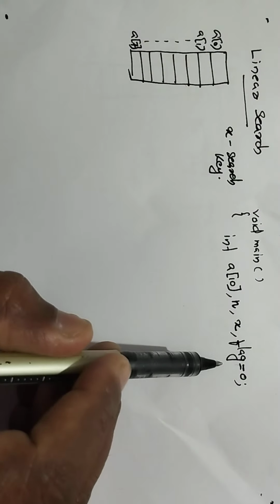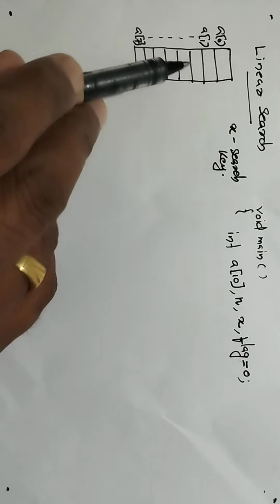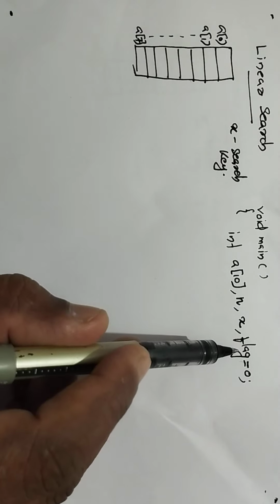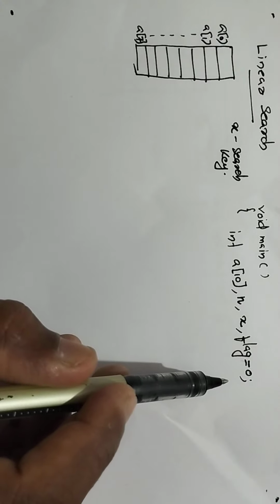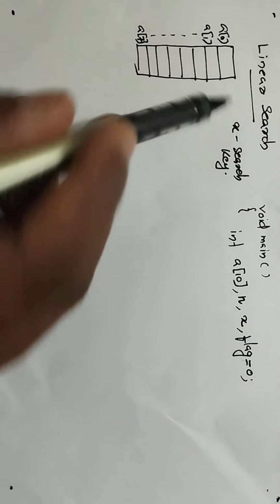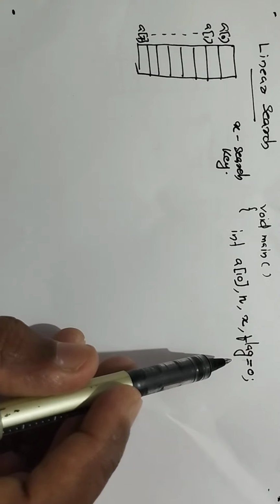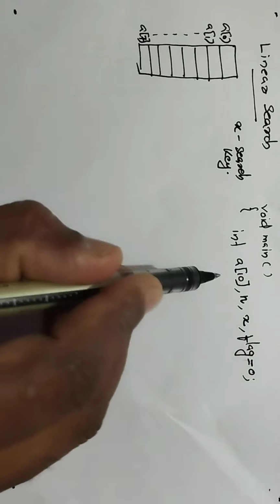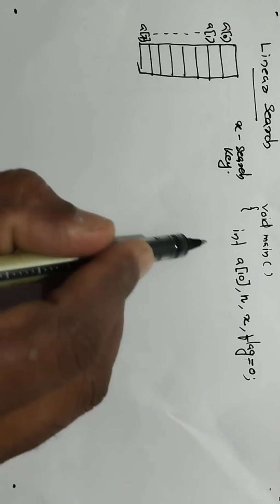The usage of this flag is this: if we find an element x present in the array, and this condition is satisfied, the flag value will be set as 1 and we will stop the searching process. If all the elements are checked and x is not found, then the flag will remain 0. So that is the idea behind using a flag variable. These are the variables required to do the linear search.